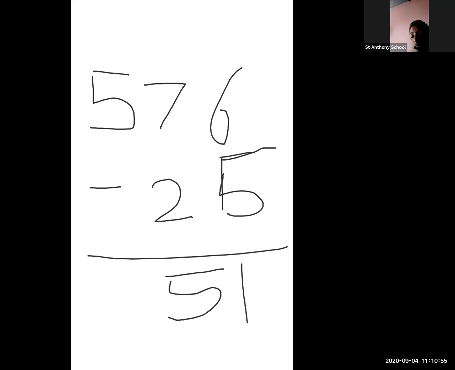The answer is 5. And 5 minus dash means you want to assume there a 0. 5 minus dash, the answer will be 5. Okay. 5 minus dash. What will the answer be? 500. So what is the full answer? 551. This is your full answer.